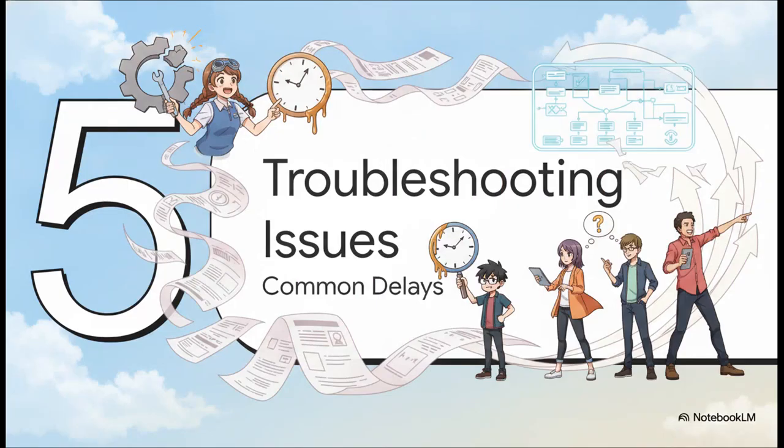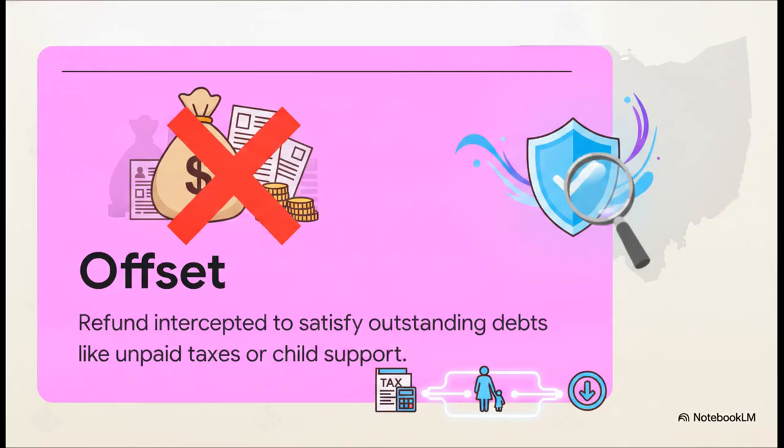Part 5, Troubleshooting Common Issues. Okay, what happens when things don't go perfectly? First up, let's talk about the word offset. If you check your status and see that your refund is lower than you thought it would be, or you get a letter in the mail about it, it might be due to a statutory offset.